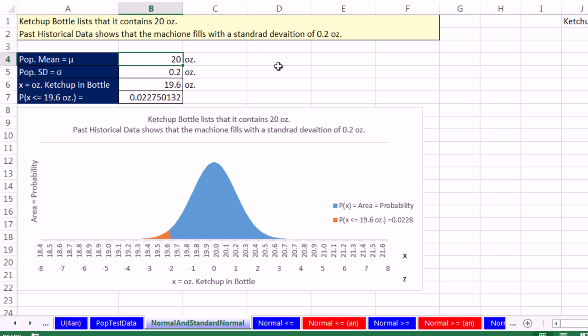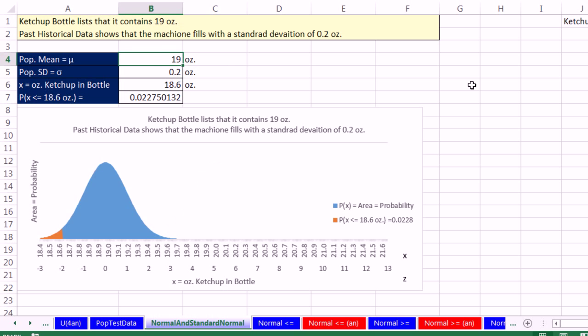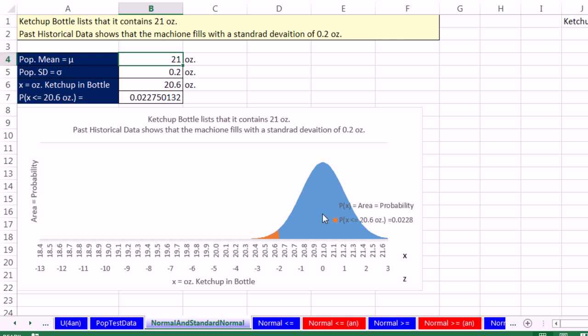And now if I change this to 19, watch. Right now the mean is 20 ounces for our x, and 0 standard deviations or z scores for our z. If I change this to 19, instantly you can see the distribution moved. The shape didn't change. It just moved along the x-axis. There's 19, there's 0, and it looks like minus 3 standard deviations is 18.4, and plus 3 standard deviations is 19.6. If I change this to 21, it goes up on the upper end. There's the mean. So the mean moves it back and forth.